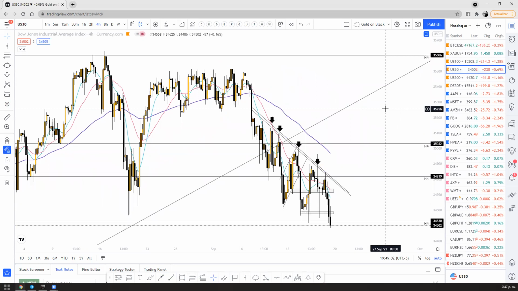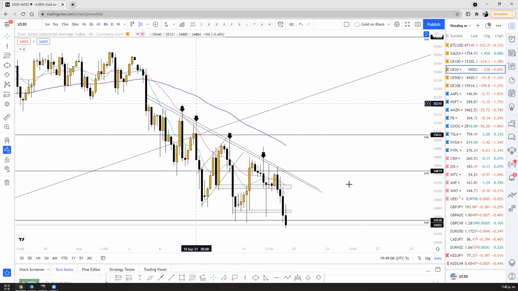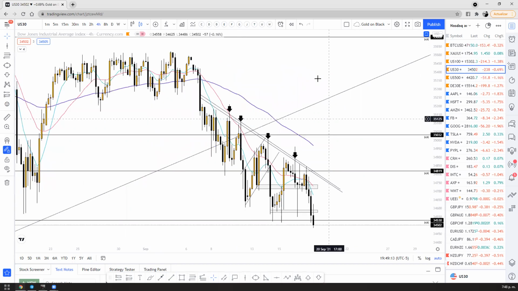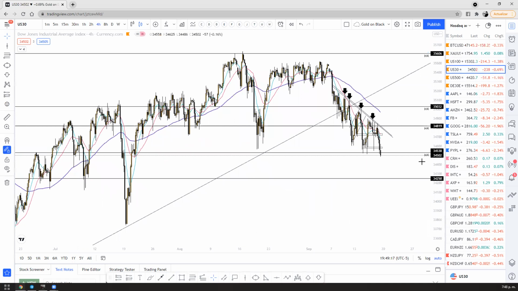So anyways, this is the US30 right there. We are very far below the actual 100 moving average, the weighted moving average. Price is on a downtrend, and most likely will continue to the downside. Maybe it's going to reach this bottom right here, then maybe start to push up.